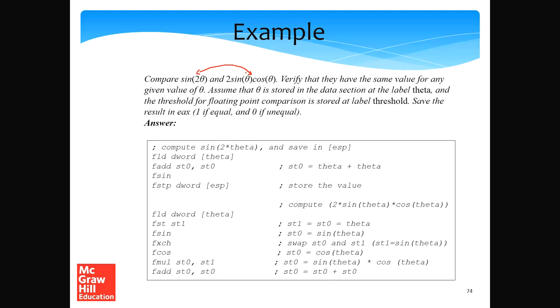Let us verify that they have the same value for any given value of theta, and assume that theta is stored in the data section of the assembly file at the label theta, at the memory address theta. And the threshold, so here is the important thing. Let me stop here. So how do you compare two floating point variables, let's say f1 and f2?